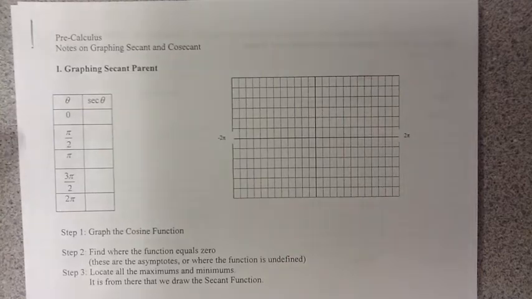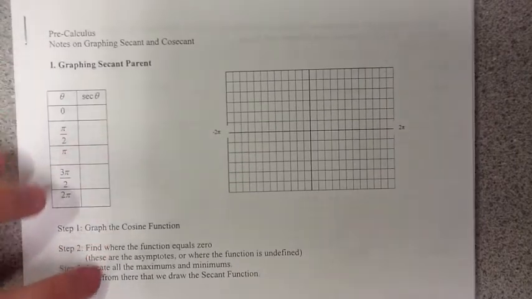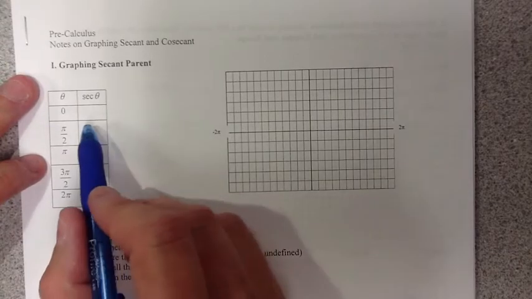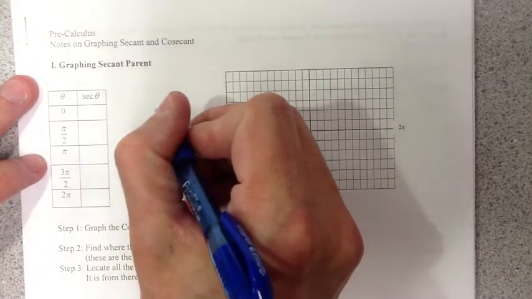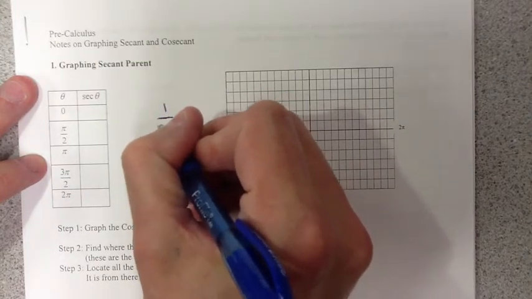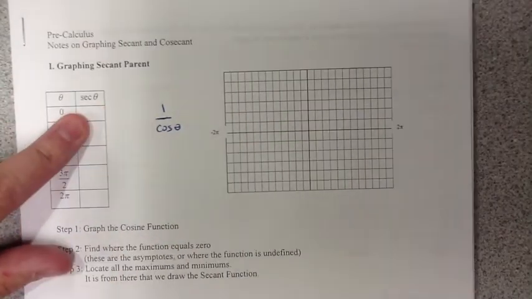Graphing the secant and cosecant parent, something very easy to do. To help us with these, we're going to graph the reciprocal. Now there's some notes down here to help you follow along, and we'll mention those as we go through these. So we're going to graph the secant function first. Just remember that the secant is really the reciprocal of our cosine. It's 1 over the cosine function. So if you know that, it's actually pretty easy to do.